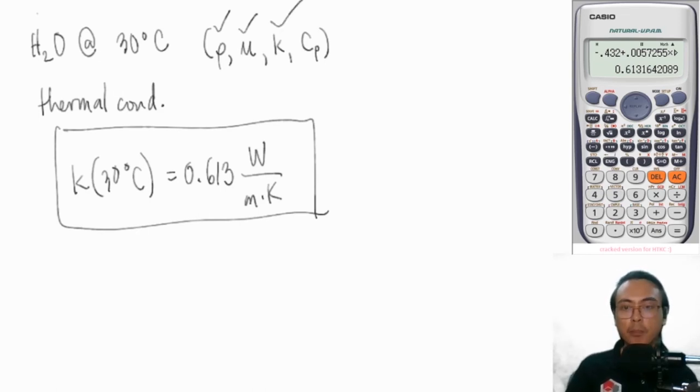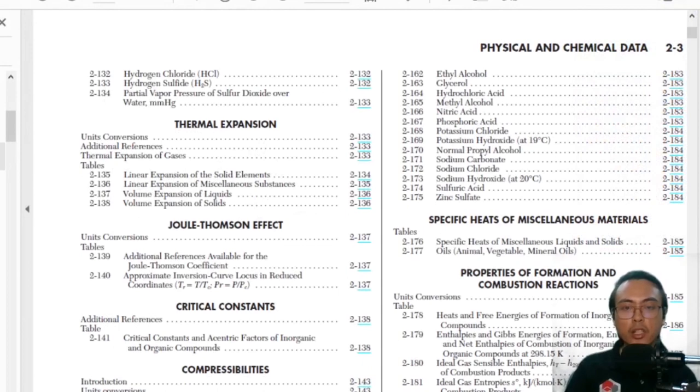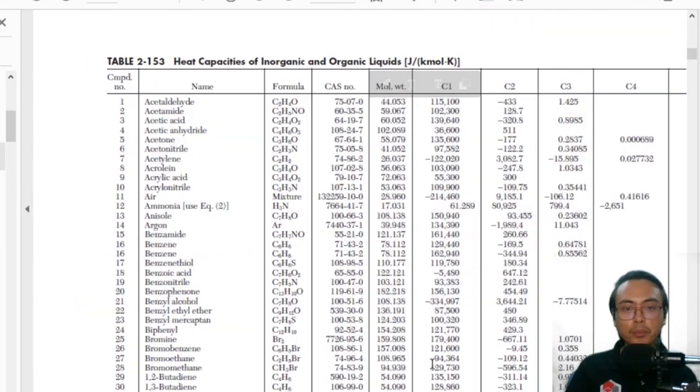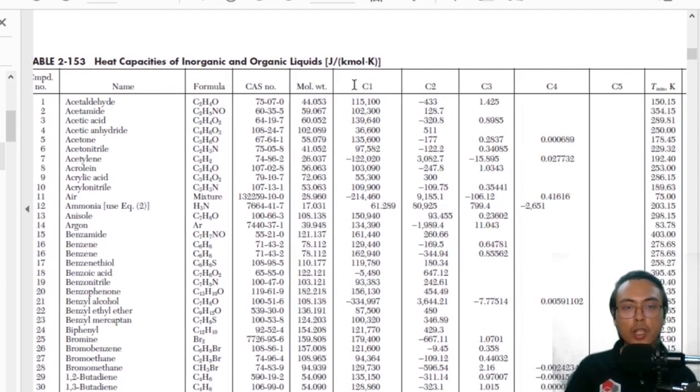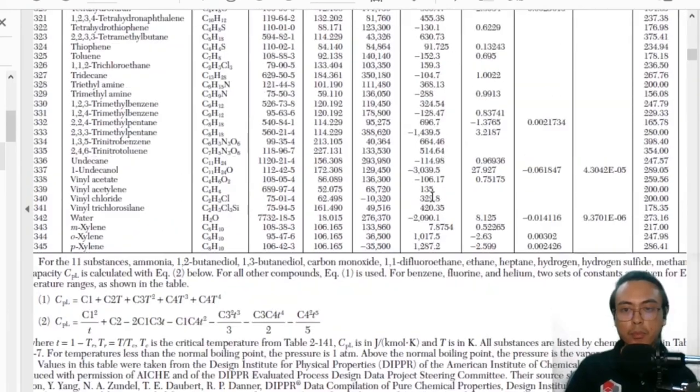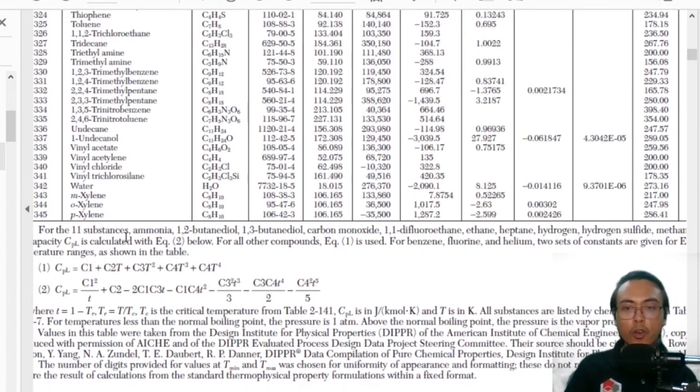Last, heat capacity. So for heat capacity, it can still be found in chapter 2. Okay, specific heats of pure compounds. So for water, we can find that in table 2-153. Heat capacities of inorganic and organic liquids. So let's go to that table. In this table, we still have five constants from C1 to C5. Let's take a look at the equation. Okay, we have two equations here. For the 11 substances, ammonia, etc., you calculate the heat capacity using equation 2, which is very complicated. For all of the other compounds, you simply use equation number 1.